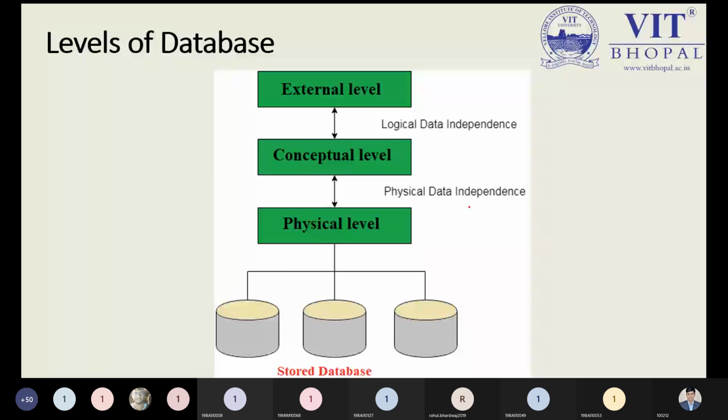This shows only the place where logical and physical data independence are to be maintained. This diagram is very simple. You can ask me about this diagram, or shall I move ahead?